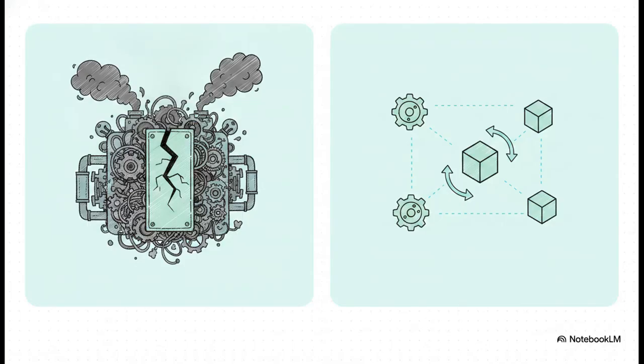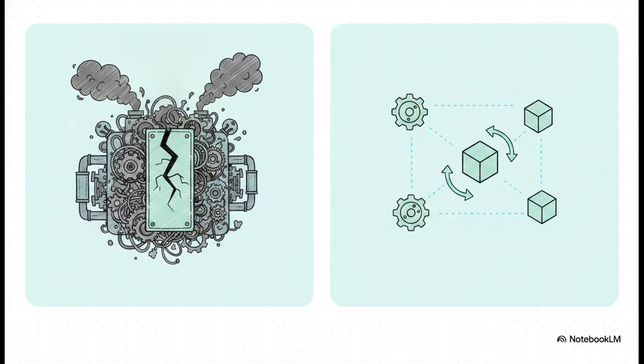So historically, software was built as a monolith. Imagine a massive, complex machine where every single gear is just welded together. If one gear breaks or even just needs a minor upgrade, you have to shut down and disassemble the entire machine. That means prolonged, painful release cycles.